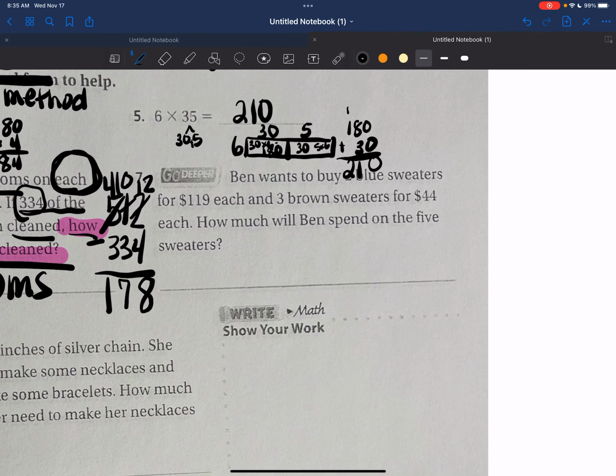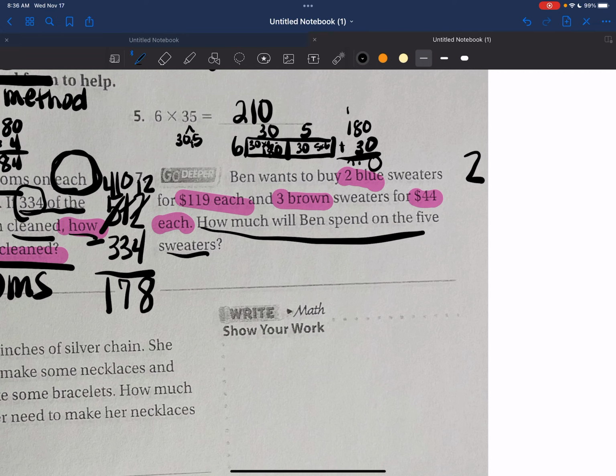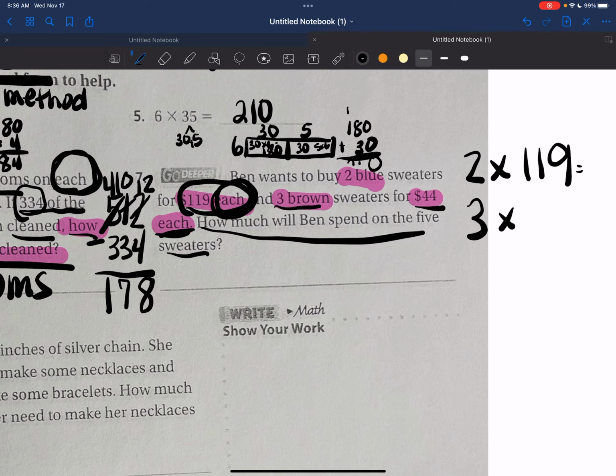Okay, let's look over here. Ben wants to buy 2 blue sweaters for $119 each and 3 brown sweaters for $44 each. How much will Ben spend on the 5 sweaters? So the question is asking me, how much will he spend on the 5 sweaters? Let's take it step by step. First of all, we know he wants to buy 2 blue sweaters for $119 each. Here's my key word, multiply. 2 times 119. We know he wants to buy 3 brown sweaters for $44 each. Multiply.